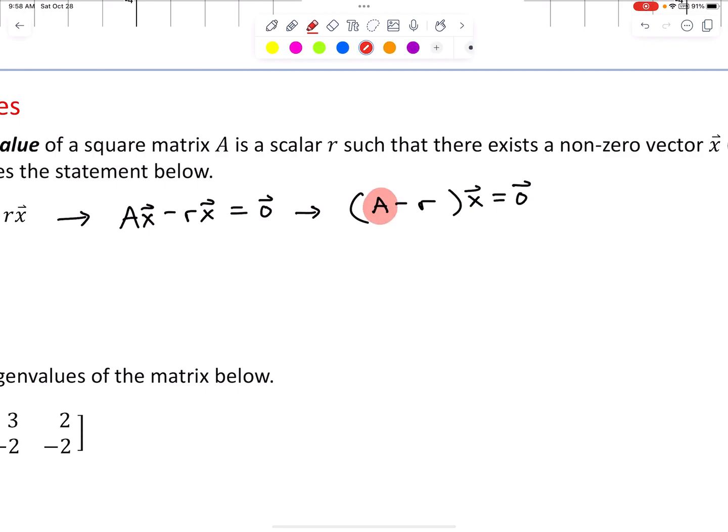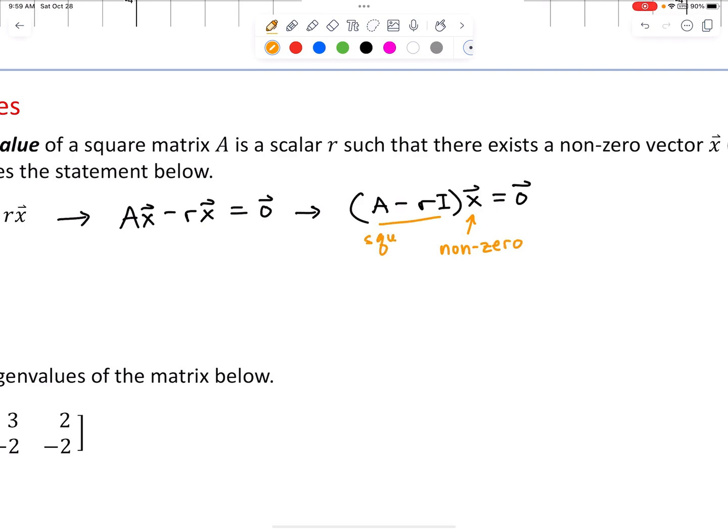Notice that we have a matrix A minus a scalar R, which is not a possible operation. We can easily get around this issue by putting the identity matrix right here, so that we have a matrix minus a matrix. And notice that when you distribute the x back through, the identity times x will just be x again.